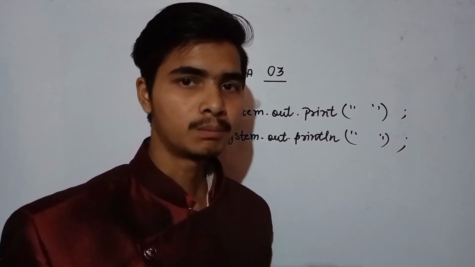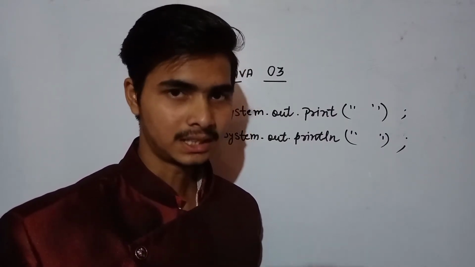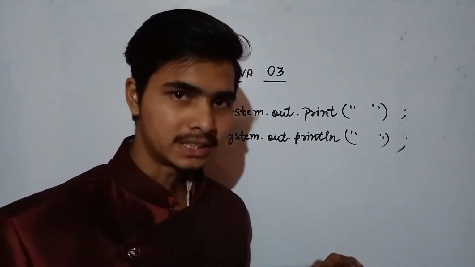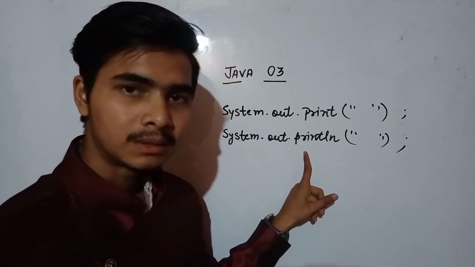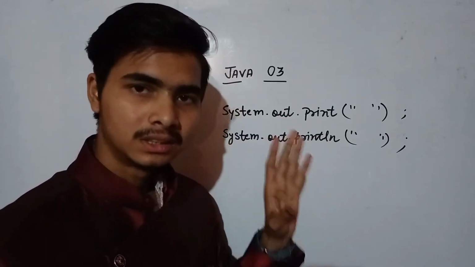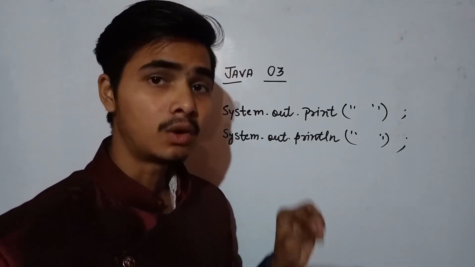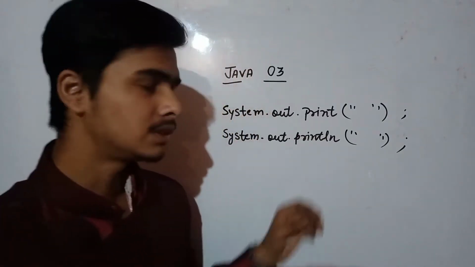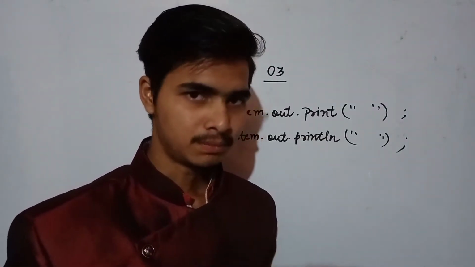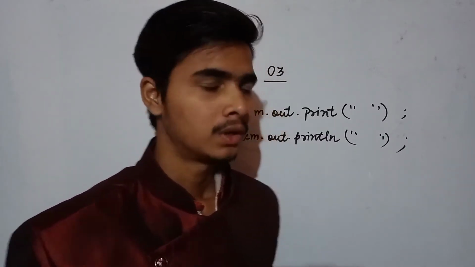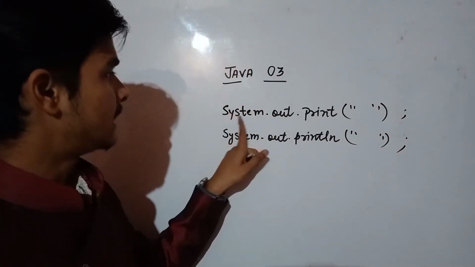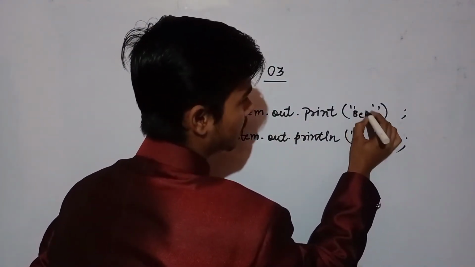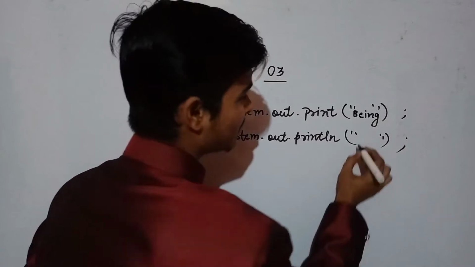But the most important dissimilarity is that this statement just prints, but this statement, along with printing, also creates a new line. What does that mean? Let's take an example. Suppose I write System.out.println being, and let me write here Bookish.